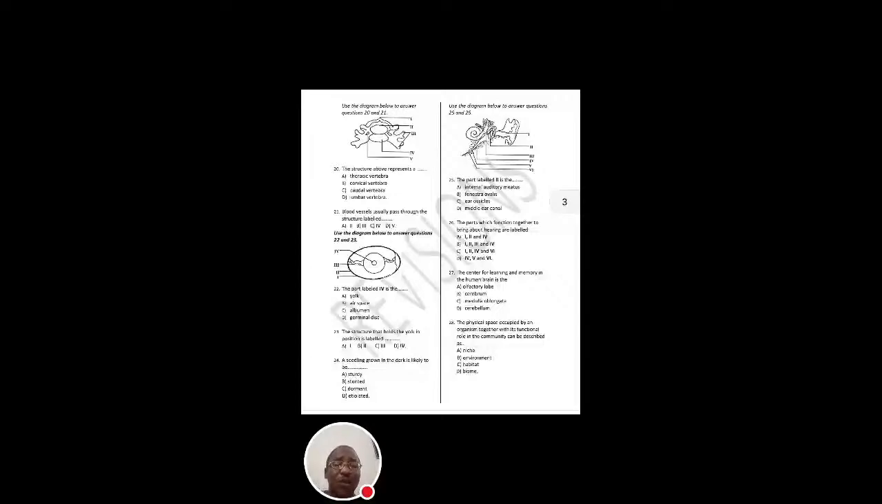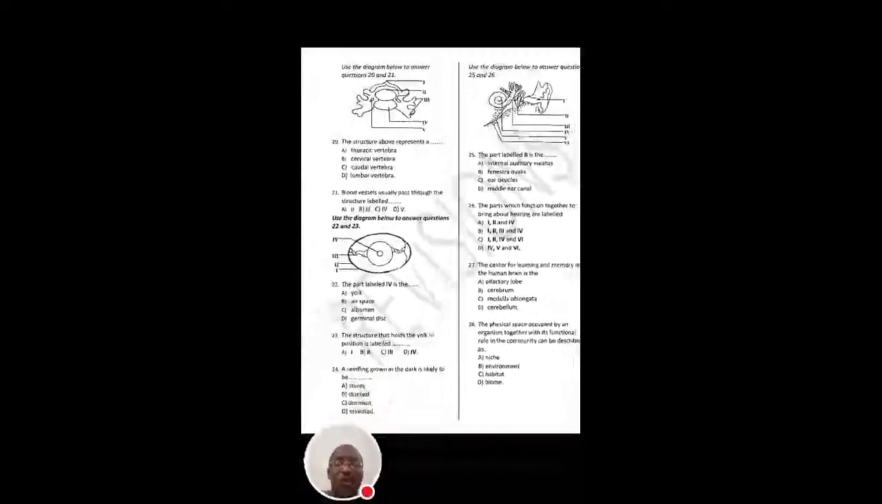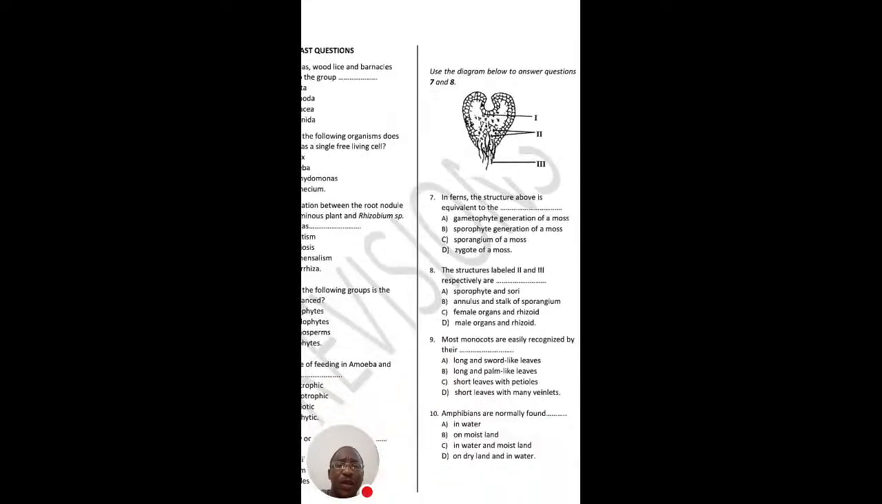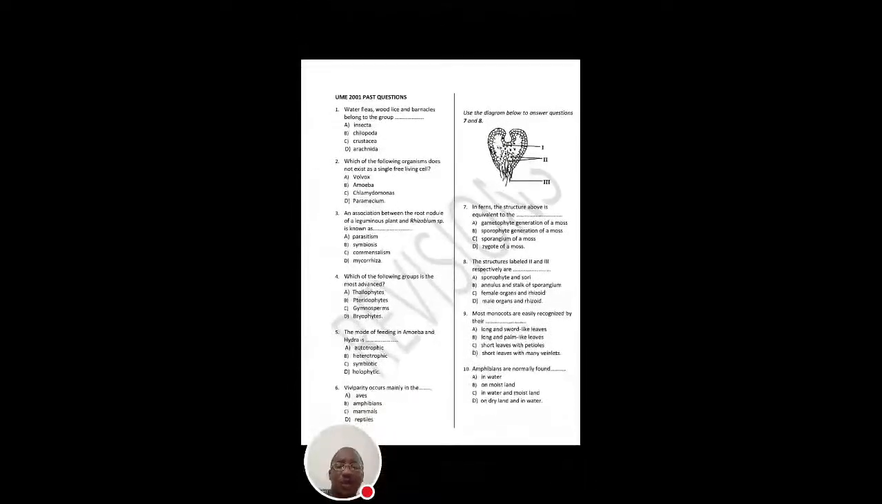The UTME past question of 2001. Very important question with some interesting drawings. We've seen the cervical vertebra. We've seen the internal structure of the egg of amniotes. We've seen the diagram of the mammalian ear. We've also seen some interesting drawings of the prothallus of a fern, which was compared with the gametophytes. And of course, so many contents in biology were done here.